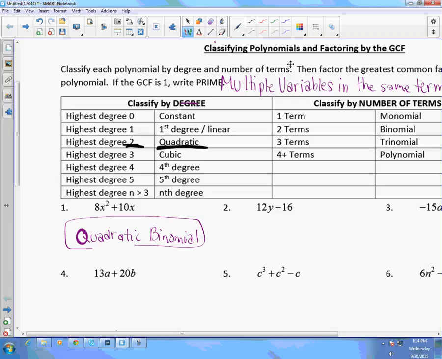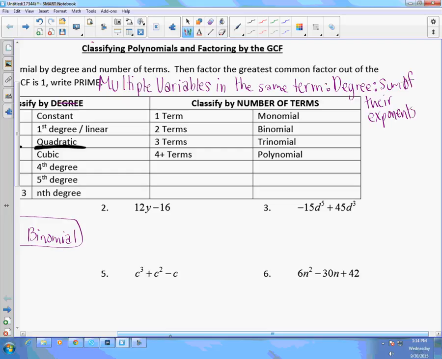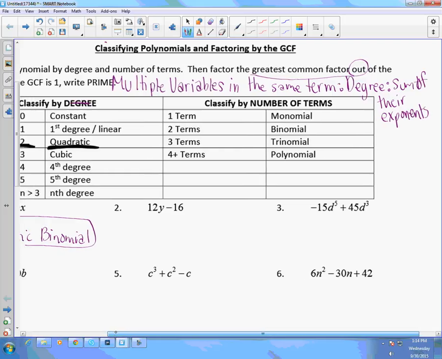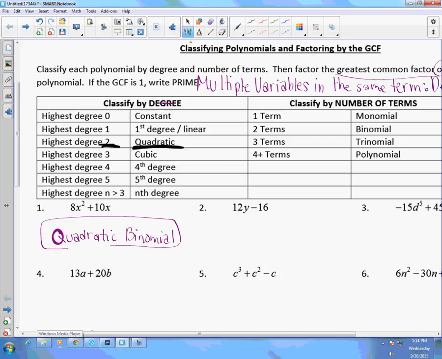Let's finish the second part. So classify, which we've done, then factor by, what does it say? Factor the greatest common factor out, using that. It doesn't ask what is the greatest common factor, that's a separate question. It says factor it out. Factoring undoes the distributive property. So at the end, we should be able to distribute it back in and get the original problem. But if the GCF is 1, what do we write?